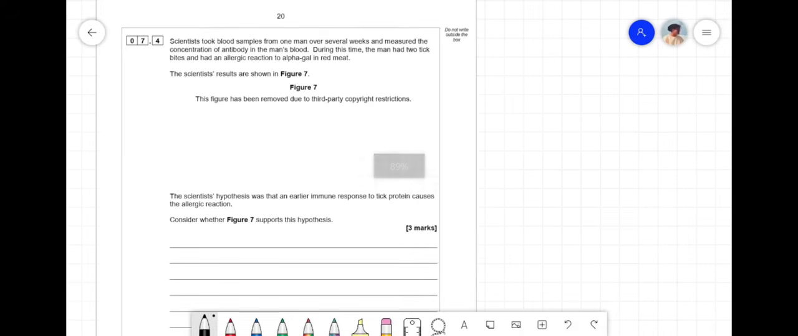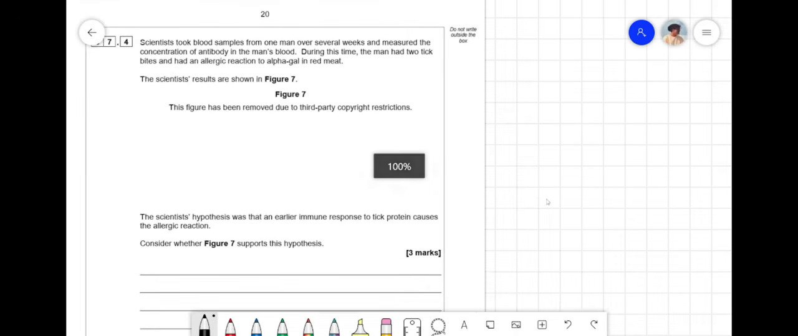Oh, the figure's been removed. No! Alright, sorry mates. I'll have a look at what this could be.